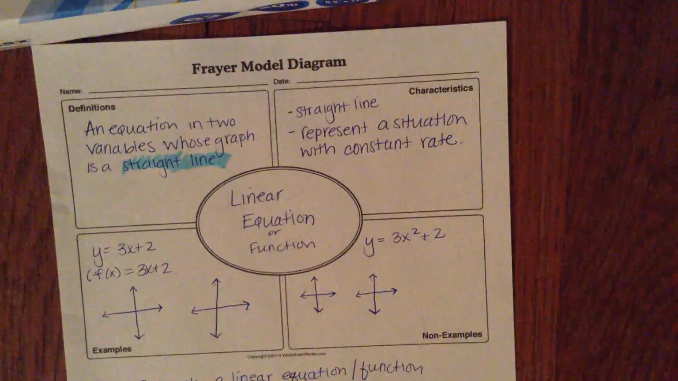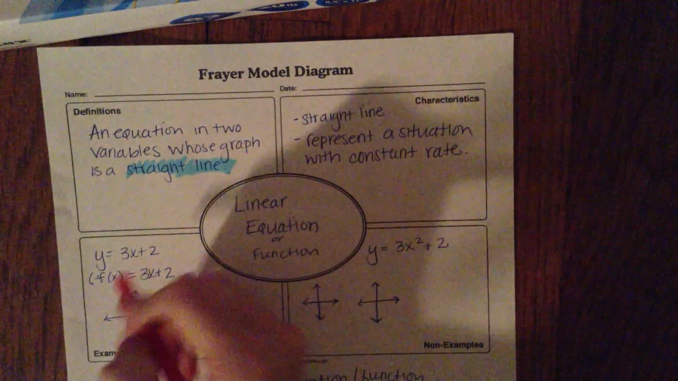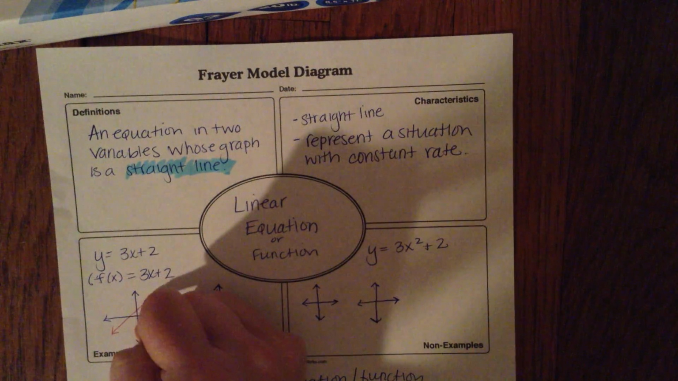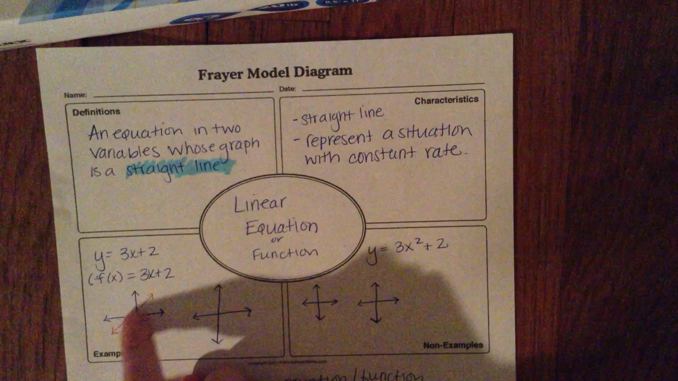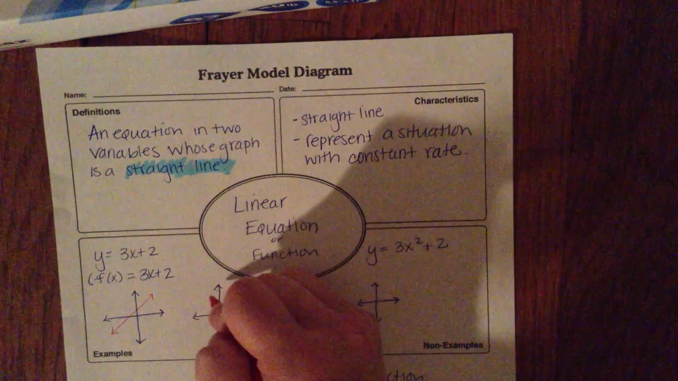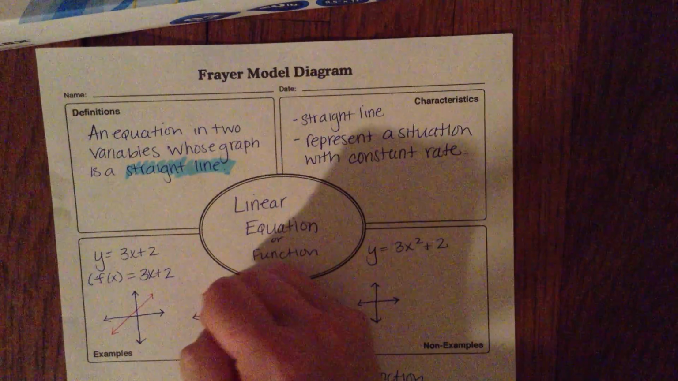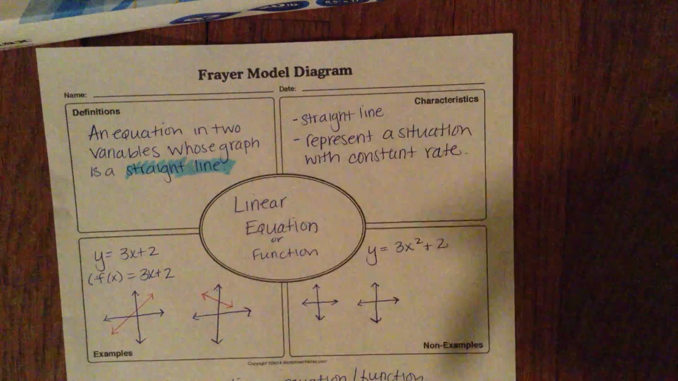So what a linear equation looks like on a graph is a straight line. If you notice, it continuously goes up and it continuously goes down, there's no ending point with a linear equation. Here would be another example of a linear equation. The arrows mean that it's continuous, it never stops.